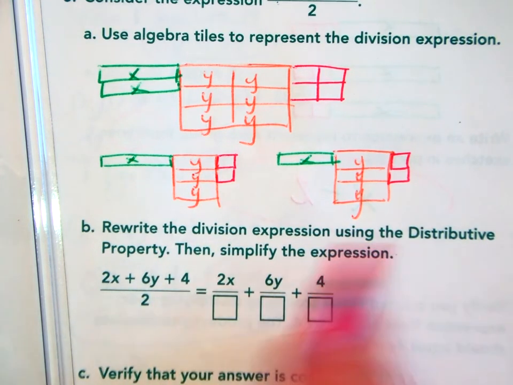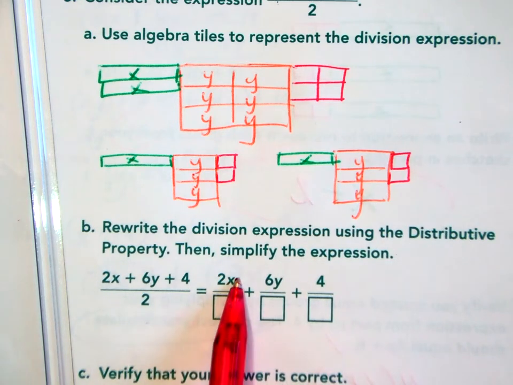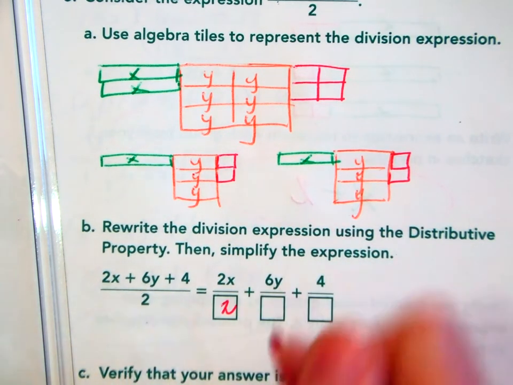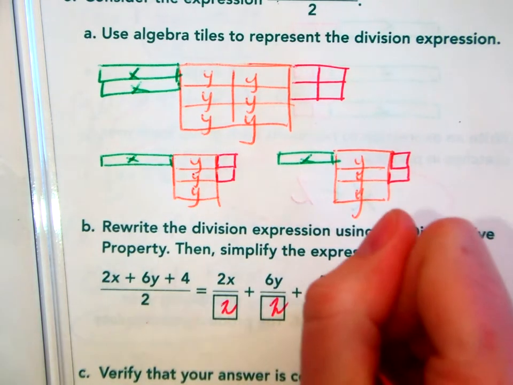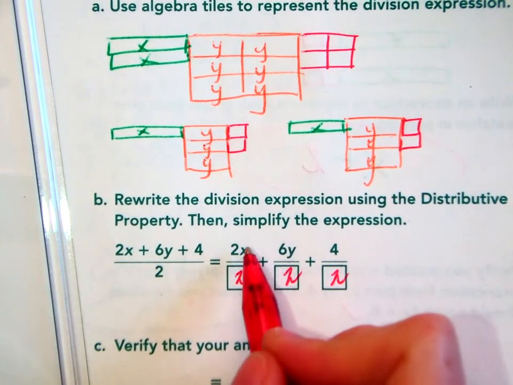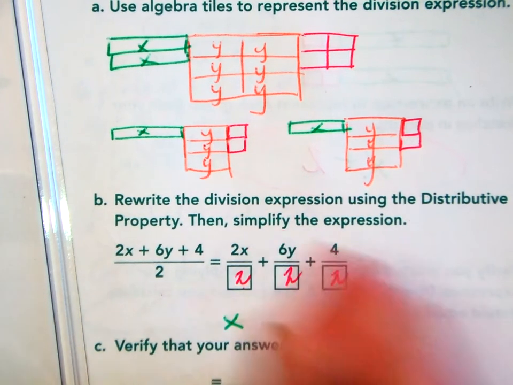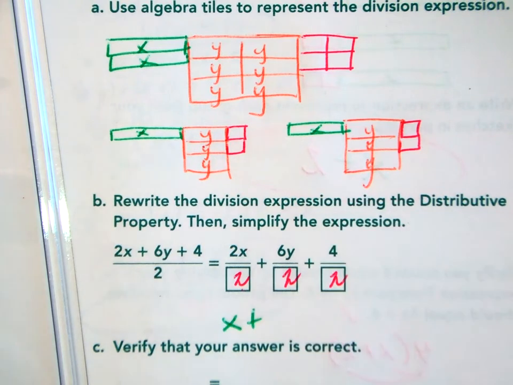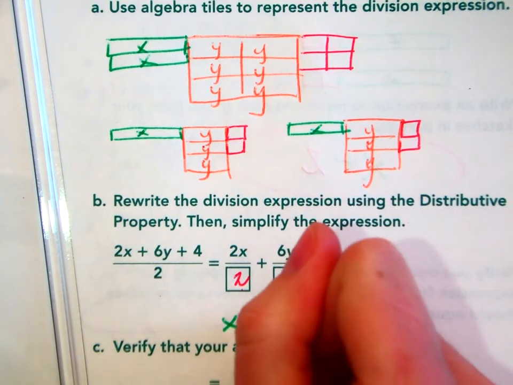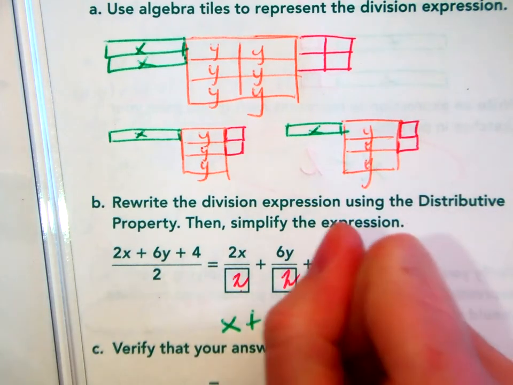Rewrite the division expression using the distributive property, then simplify the expression. Okay, so I need to divide every single term by this divisor. So 2x gets divided by 2. 6y gets divided by 2. 4 gets divided by 2. Now what do I end up with? 2x divided by 2 is just x, plus 6y divided by 2 is 3y. Four divided by 2 is 2.